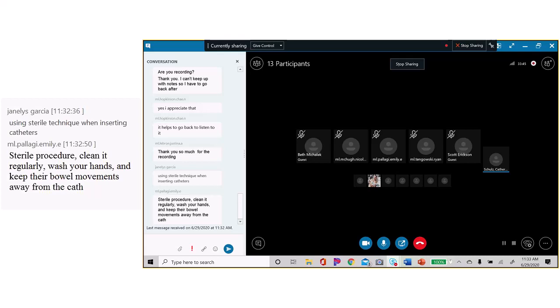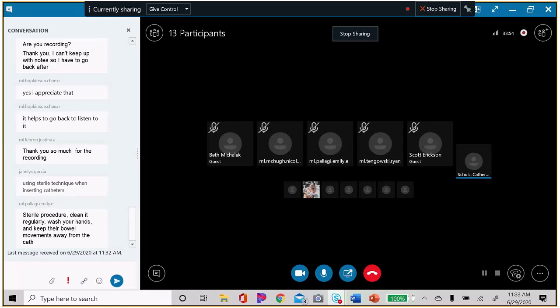Clean it regularly, so we have to do proper pericare and keep that area clean, away from bowel contamination. Anyone else have anything? Those are very good so far.